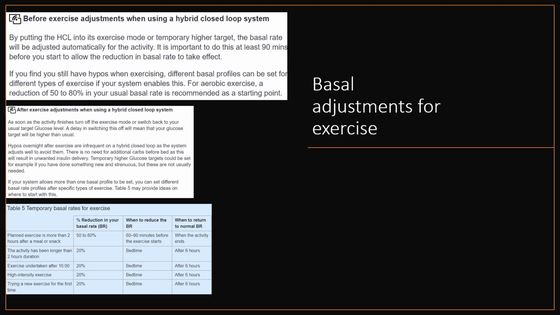For exercise that is more than 2 hours after the meal or snack, basal adjustments using a temporary basal rate are more appropriate, starting 60 to 90 minutes before the exercise and continuing until the end of the exercise. A reduction of 50 to 80% is recommended. Basal rate may also need reducing after exercise, as shown in Table 5.